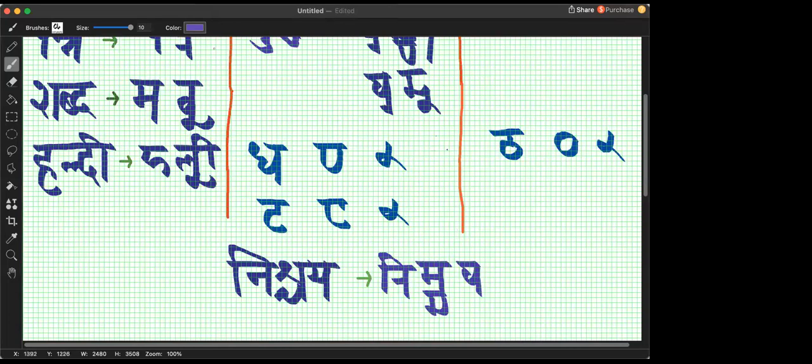So this is how the category B alphabets will look like when the alphabet is touching more than once to the Shiroreka. It is written as a complete alphabet at the bottom.